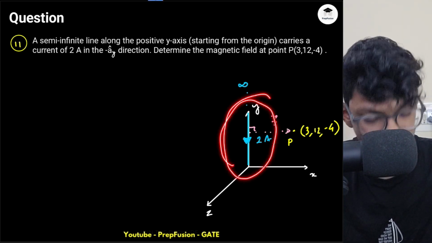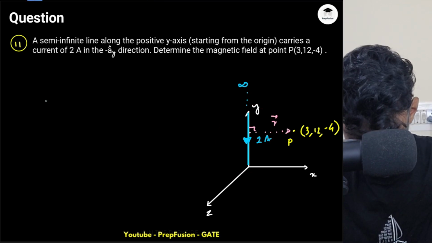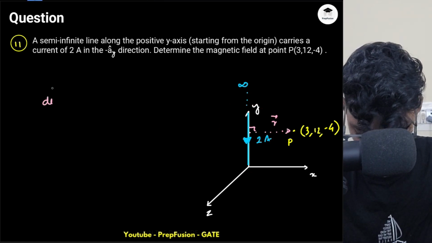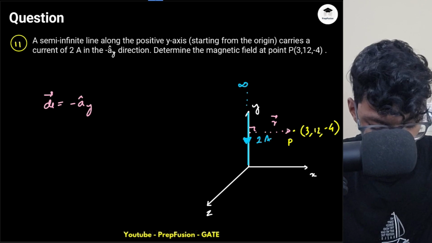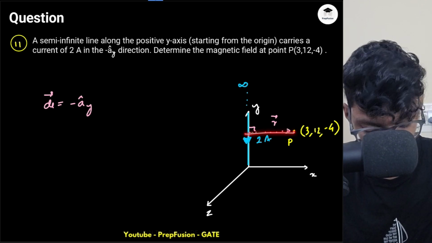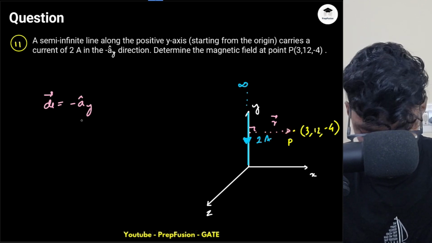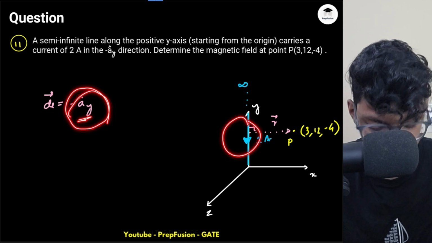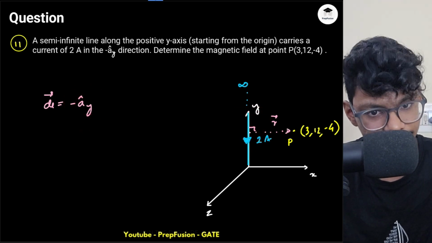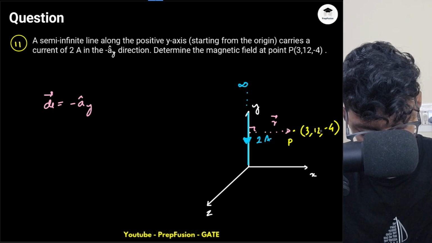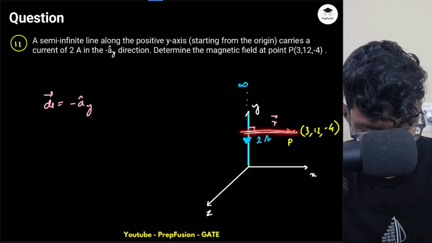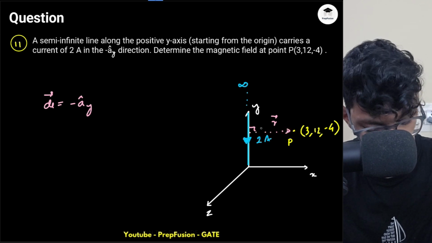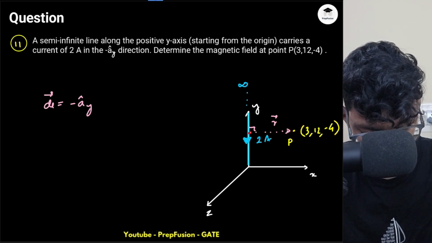What is the direction of this current or dl vector? The dl vector direction is minus ay cap, correct? Now, as this is normal, its y cap component must be the same. So what will be this point? As it is normal to this, the tangential components will be different, but the normal components will be the same.